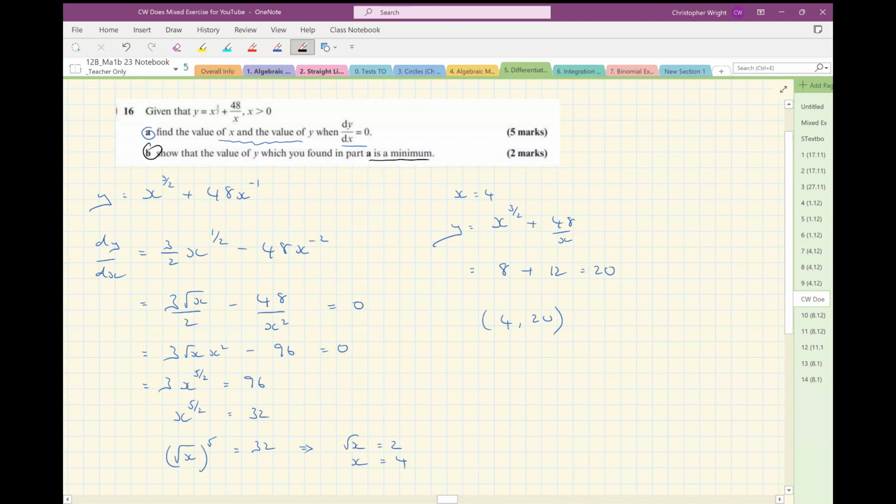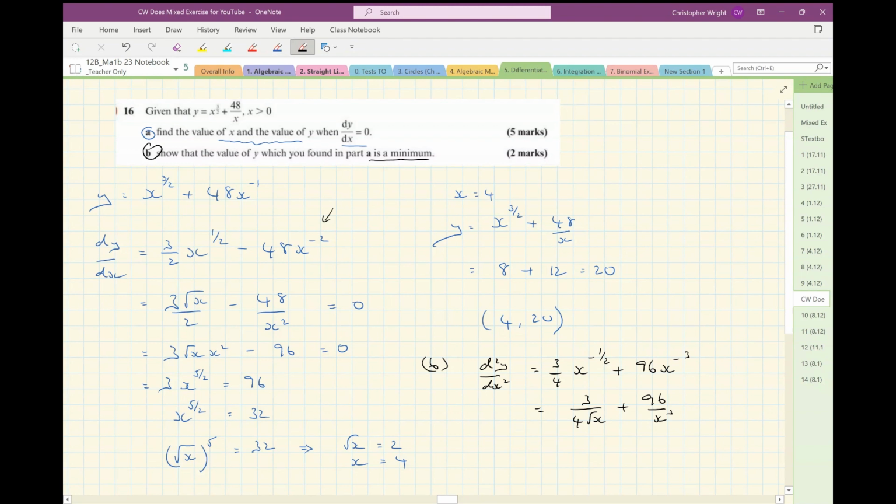Right, now then part B, I need to show that that value is a minimum. So let's look at the second differential, shall we? So part B, here we go. The second differential, d2y by dx squared. I'm differentiating again. It's going to give me 3 over 4 x to the power of minus a half plus twice 48 is 96 x to the power of minus 3. Okay, let's write that a bit more kindly, shall we? So that's 3 over 4 root x plus 96 over x cubed.